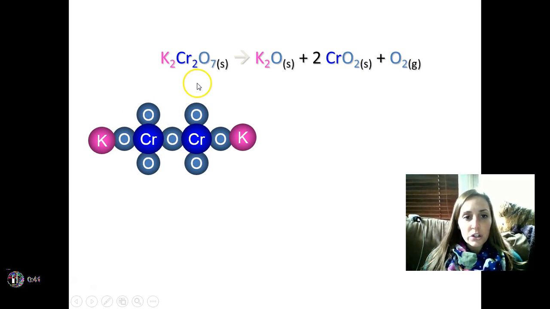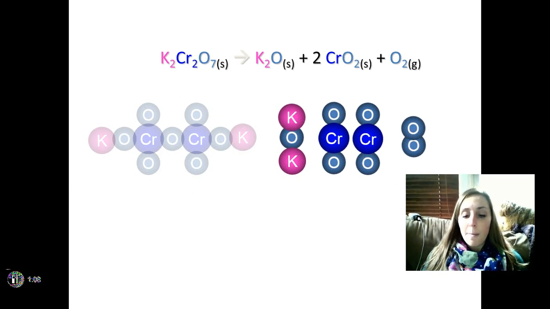So there's a couple things to notice about this. So here is my potassium dichromate molecule. And what happens to this molecule, that's actually a formula unit, it's not a molecule, there's not covalent bonds, I'm sorry, but this compound, what happens to it is it's going to break down, and I'm going to show you that process right now. So check out this sweet animation.